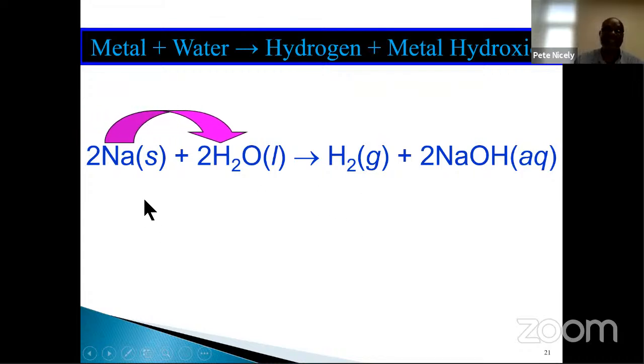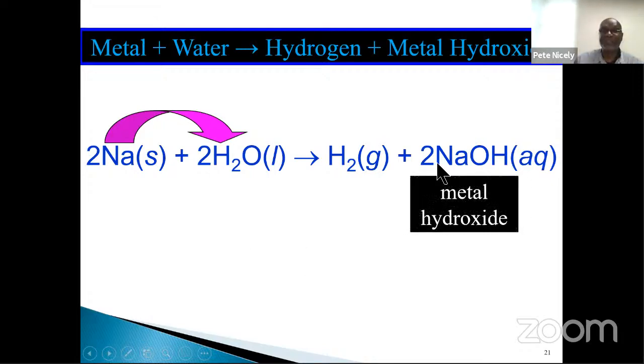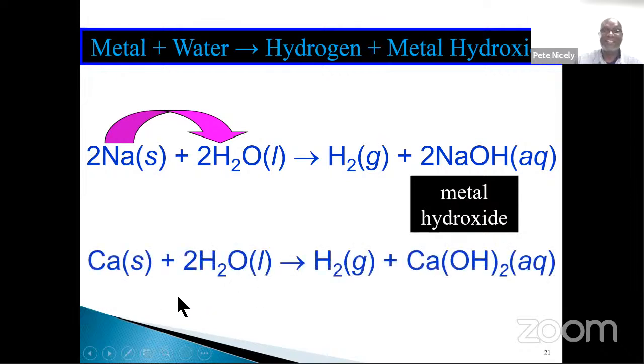So that's what happens in this case. The sodium is displacing the hydrogens from water, and you end up with your products. So sodium hydroxide is the product, which is a metal hydroxide. Here's another example. Same thing is happening. In this case, the metal is calcium reacting with water to form the products.